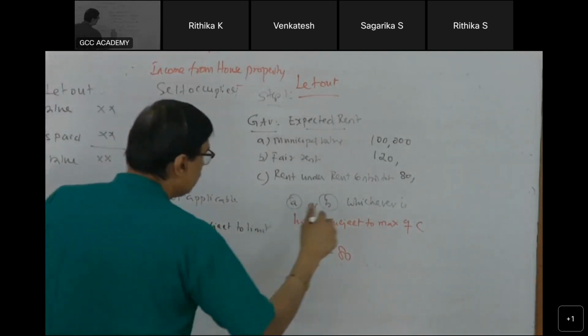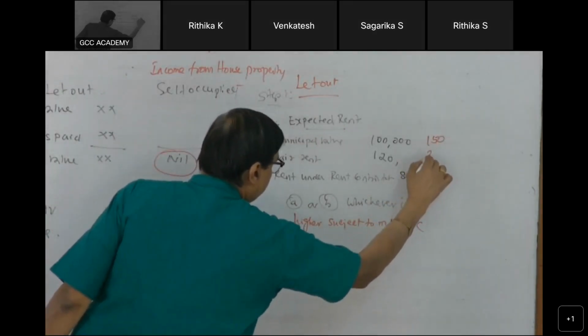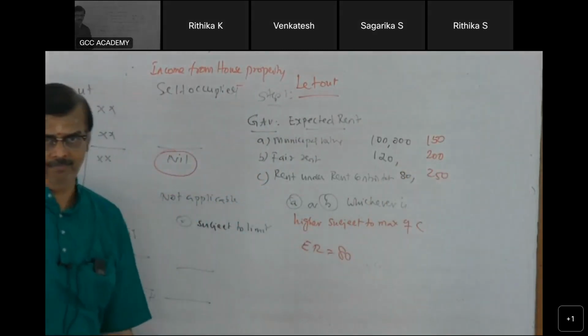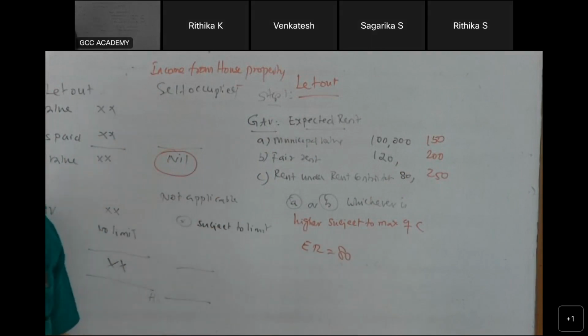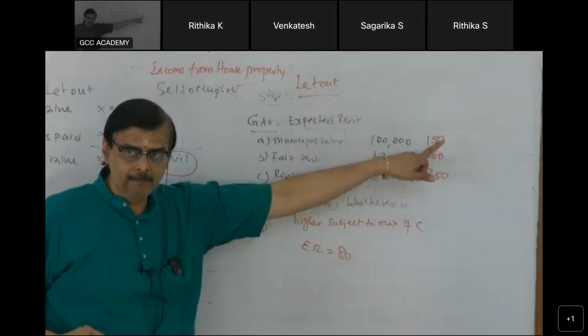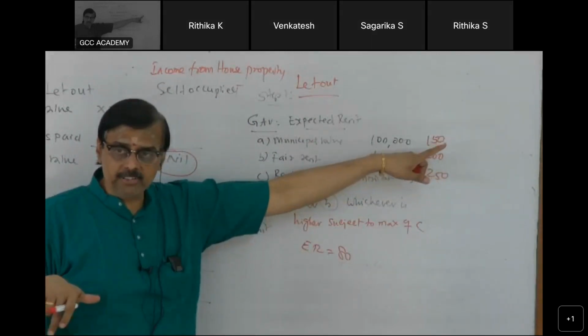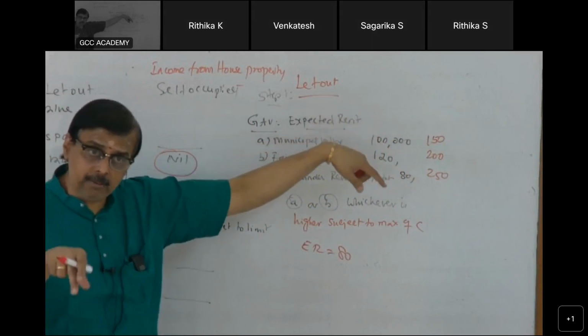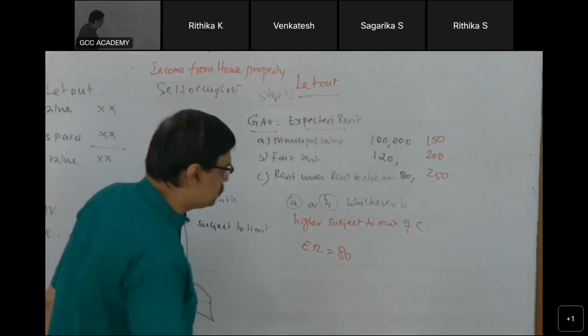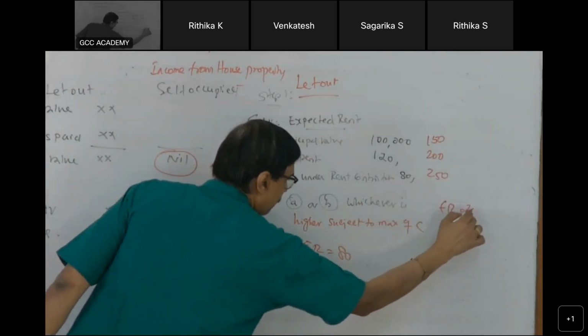Now, I'll give you one more example. A is 1,50,000, B is 2,00,000, C is 2,50,000. Now, what is expected rent? A or B, whichever is higher, subject to maximum of C, it cannot cross C. But A or B, whichever is higher, which is higher, A or B? B is higher. So expected rent என்ன?